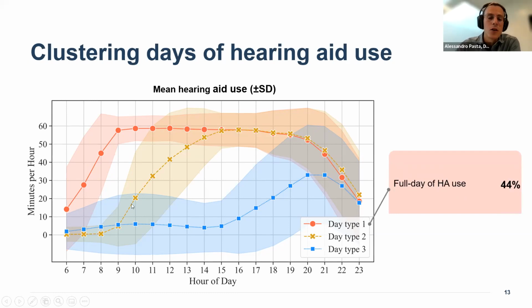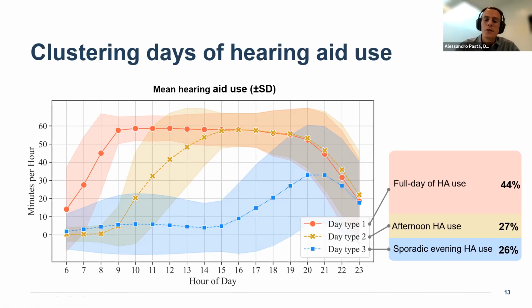We can then see an orange or yellow day of hearing aid use that groups days in which the hearing aids have been turned on later in the morning, used uninterruptedly throughout the day, and then turned off in the evening. We call that afternoon day of hearing aid use. Finally, we can see a blue cluster that groups days of hearing aid use in which hearing aids are used in isolated occasions during the day with a peak in the evening hours. We call that cluster sporadic evening hearing aid use.